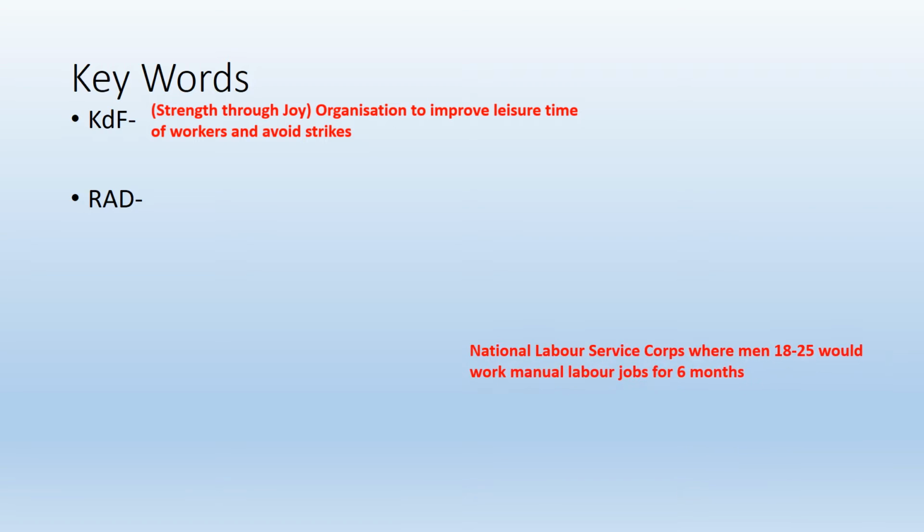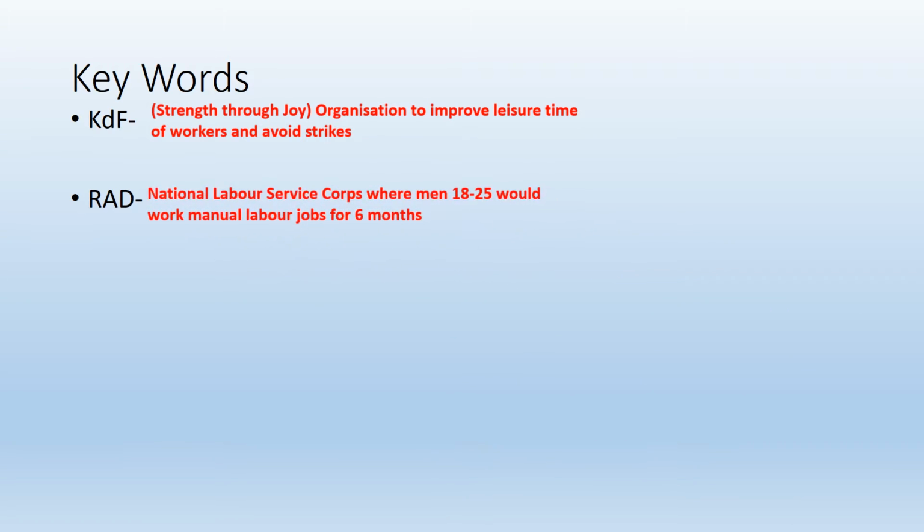The RAD is also known as the National Labor Service. This was very similar to what we've learned about in America with the New Deal and the alphabet agencies. So this was an opportunity for young men aged 18 to 25. They would do some manual labor jobs for about 6 months. Now, the manual labor jobs were designed to be building physical strength and start with that introduction to military training, something that Hitler again knew that he would need in the coming years.